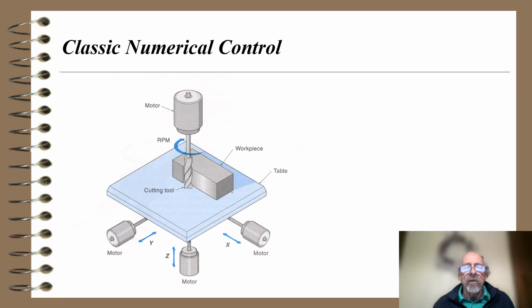Here's classic numerical control. In this case, you might notice there are 3 X, Y, and Z motors, so that table can be moved in 3 dimensions. We have a motor with a cutting tool and a workpiece, and so we can mill that part to whatever we want it to look like.